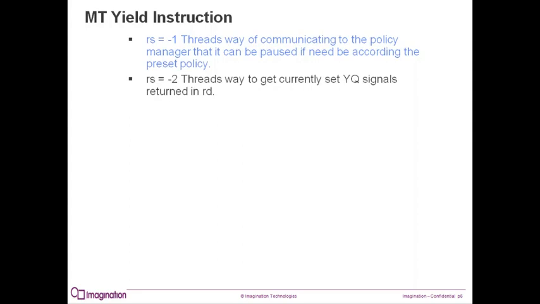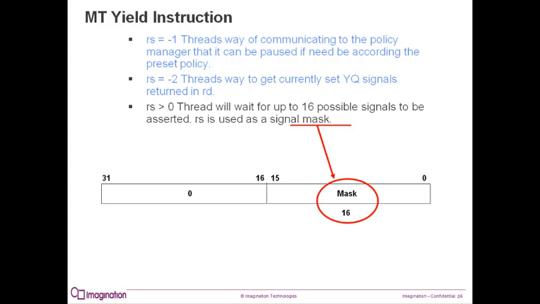When RS equals -2, the current value of all the yield qualifier signals is placed in the GPR number in RD. There is no scheduling effect. This is purely done to deliver the value to RD. When RS is greater than 0, the TC waits for one or more of the yield qualifier signals to be asserted and masked by a 1-bit in the GPR's value. The feature can be used to tie a specific thread to an external event. Several threads can be set up to wait on different events depending on the mask given in RS.